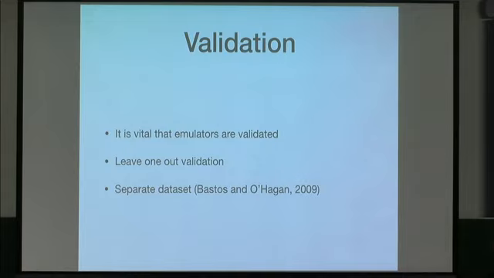So we take that training set, we build our Gaussian process emulator, and now we have to validate it. I always tell my students it's really easy to build bad emulators, it's quite hard to build good ones. So we check that the emulator is correct. The most popular way is leave one out validation.